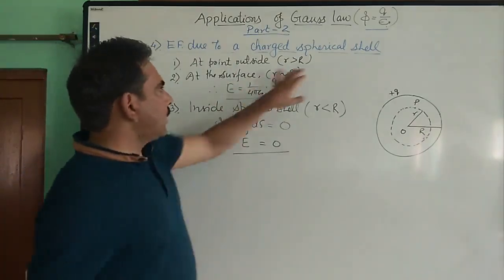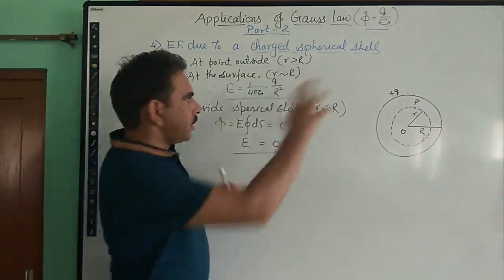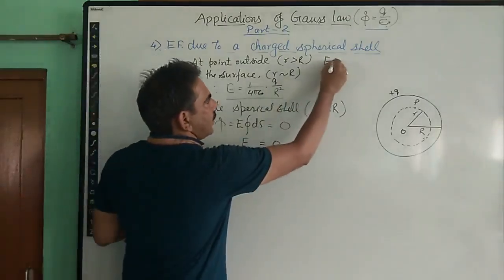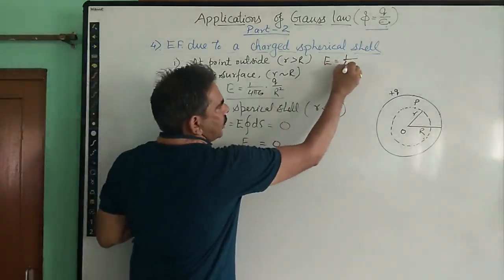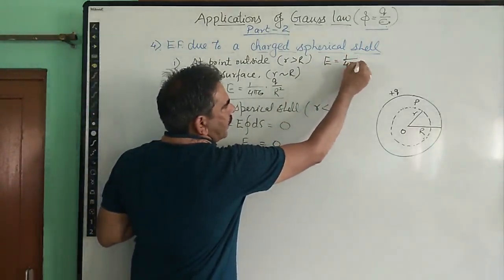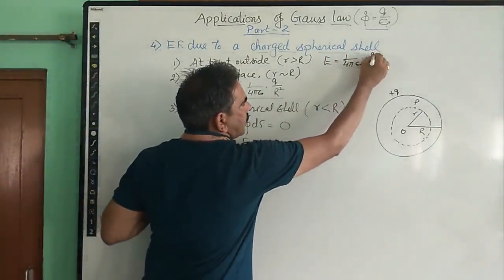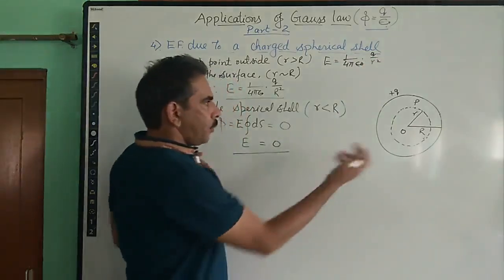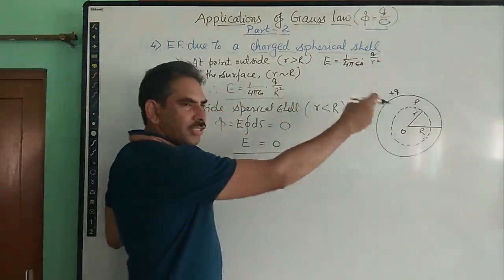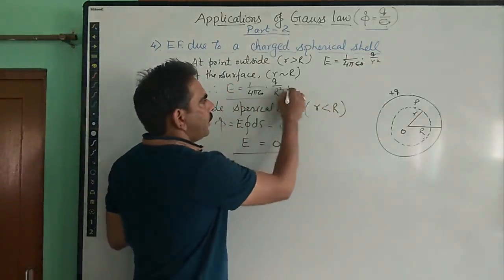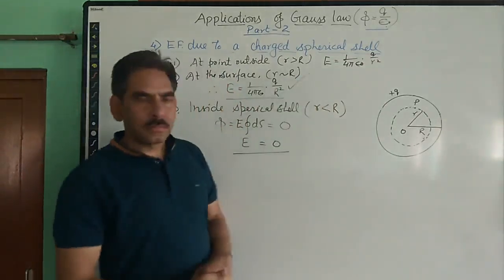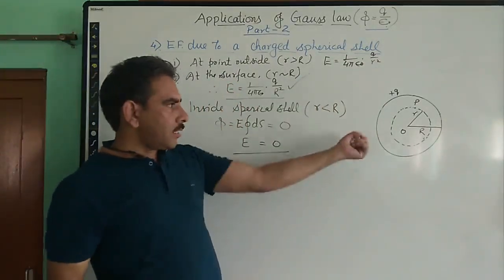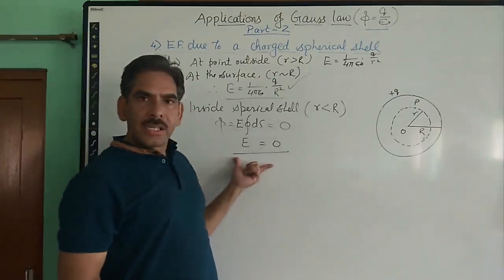So just outside the spherical shell, it behaves just like a point charge, so its electric field has the same expression as the expression due to a single point charge. And if the point lies over the surface or just outside the surface, we get this expression. And if the point is lying inside the spherical shell, the electric field is 0.